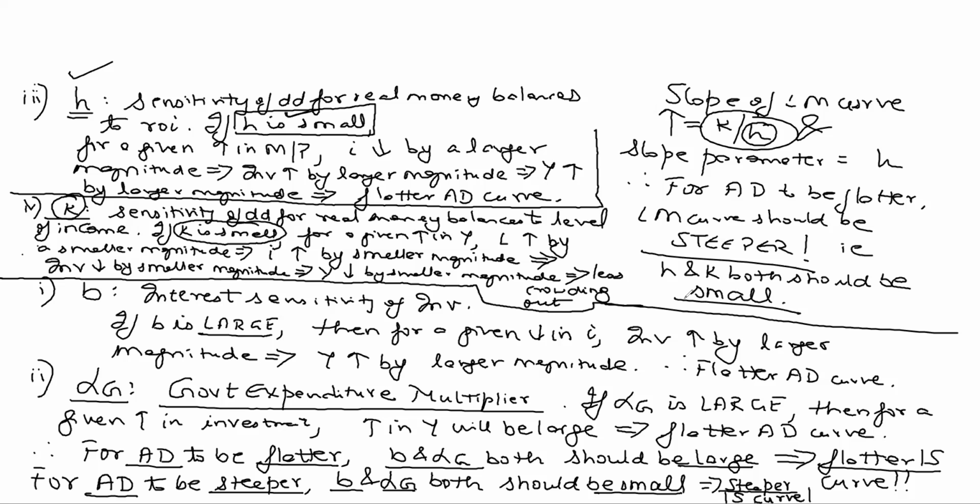So I hope all the students have understood the whole worked out thing behind the flatness of the AD curve. Both H and K should be small, but the slope parameter of the LM curve here is H. If H is small, K by H is large. If K by H is large, the slope of the LM curve is high. That means the LM curve should be steeper.